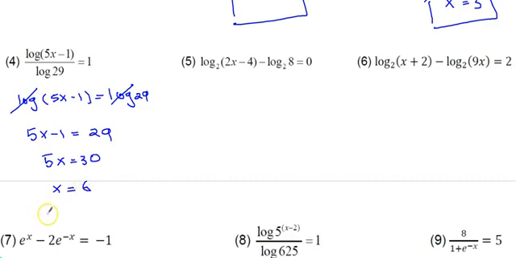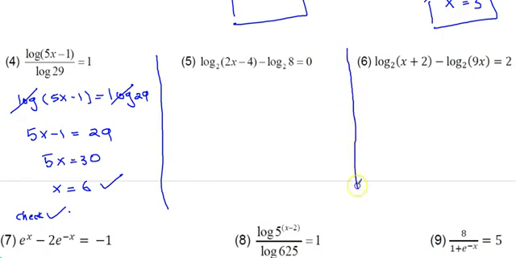Now whenever you solve log equations, you have to check for extraneous solutions. Extraneous means, is this a valid answer? Is 6 a good guy? Yes. Log of a negative number is not defined, so you always check by substituting, and you can check that 6 is good.